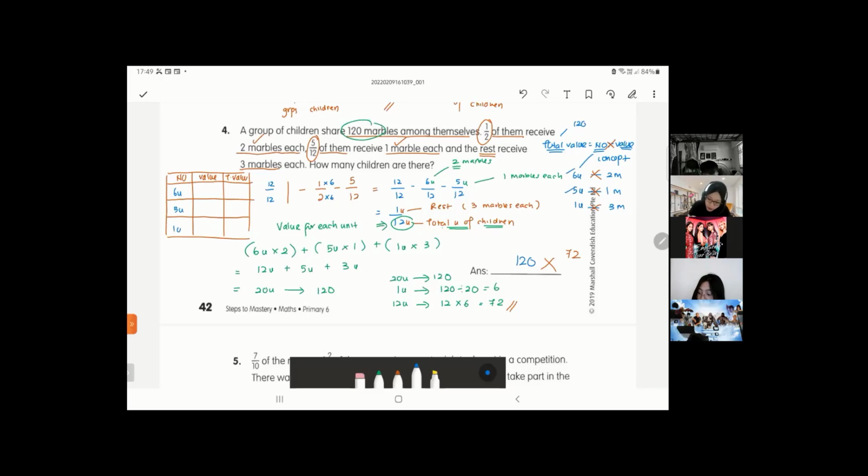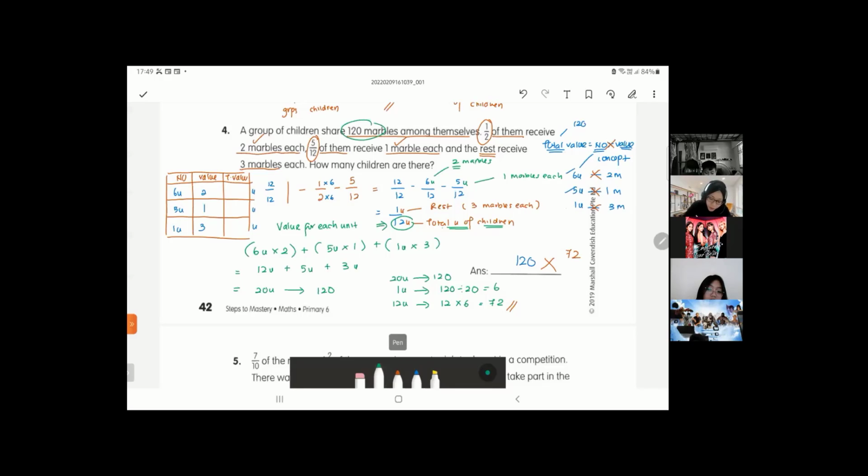I have 1 unit, check. The values are the marbles. Okay, so the 6 unit, I have 2 marbles. 5 unit, I have 1 marble. 1 unit, I have 3 marbles. Then the total value will be back to units, units, units.